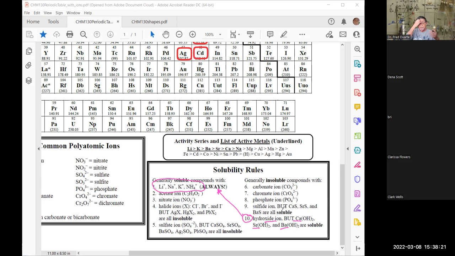And like I stated earlier, even though it's classified as insoluble, there's always a little bit that goes into solution, but very little, maybe 1 to 5%. So in this example, magnesium hydroxide, by definition, is insoluble.